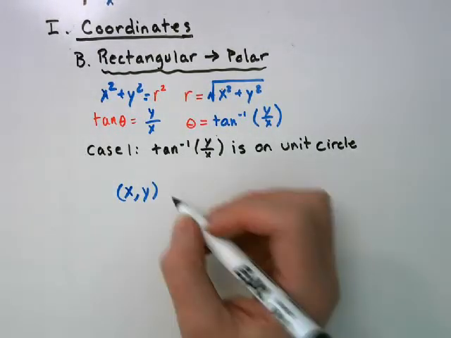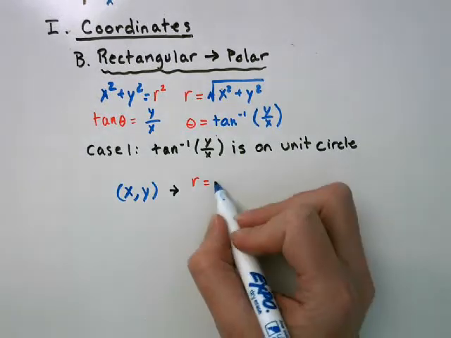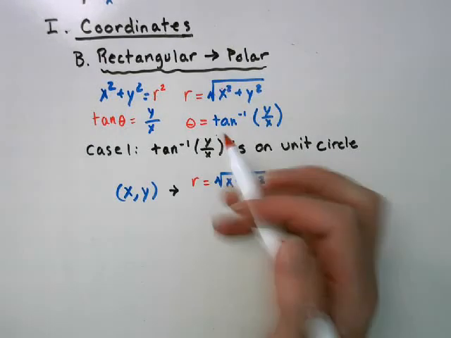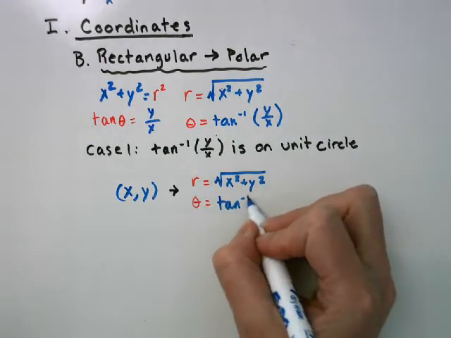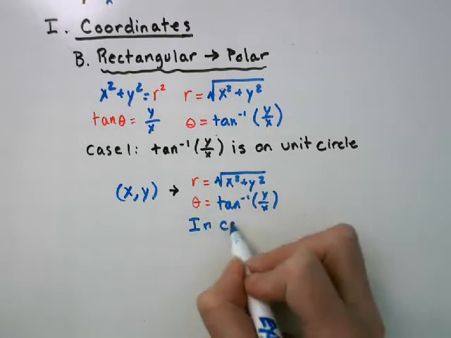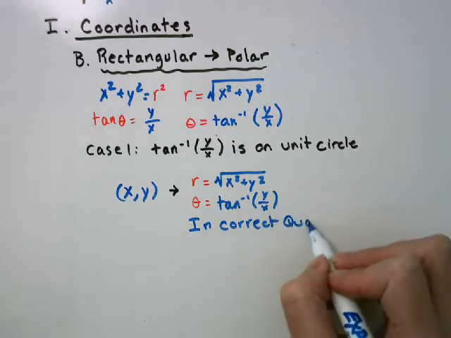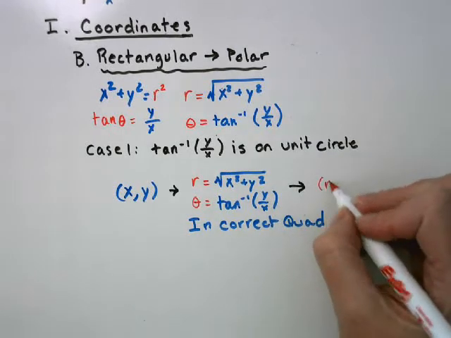then your x, y, my r, is just going to be the square root of x squared plus y squared. Theta will be the tangent inverse of y over x in the correct quadrant. Our result will be our r and theta.